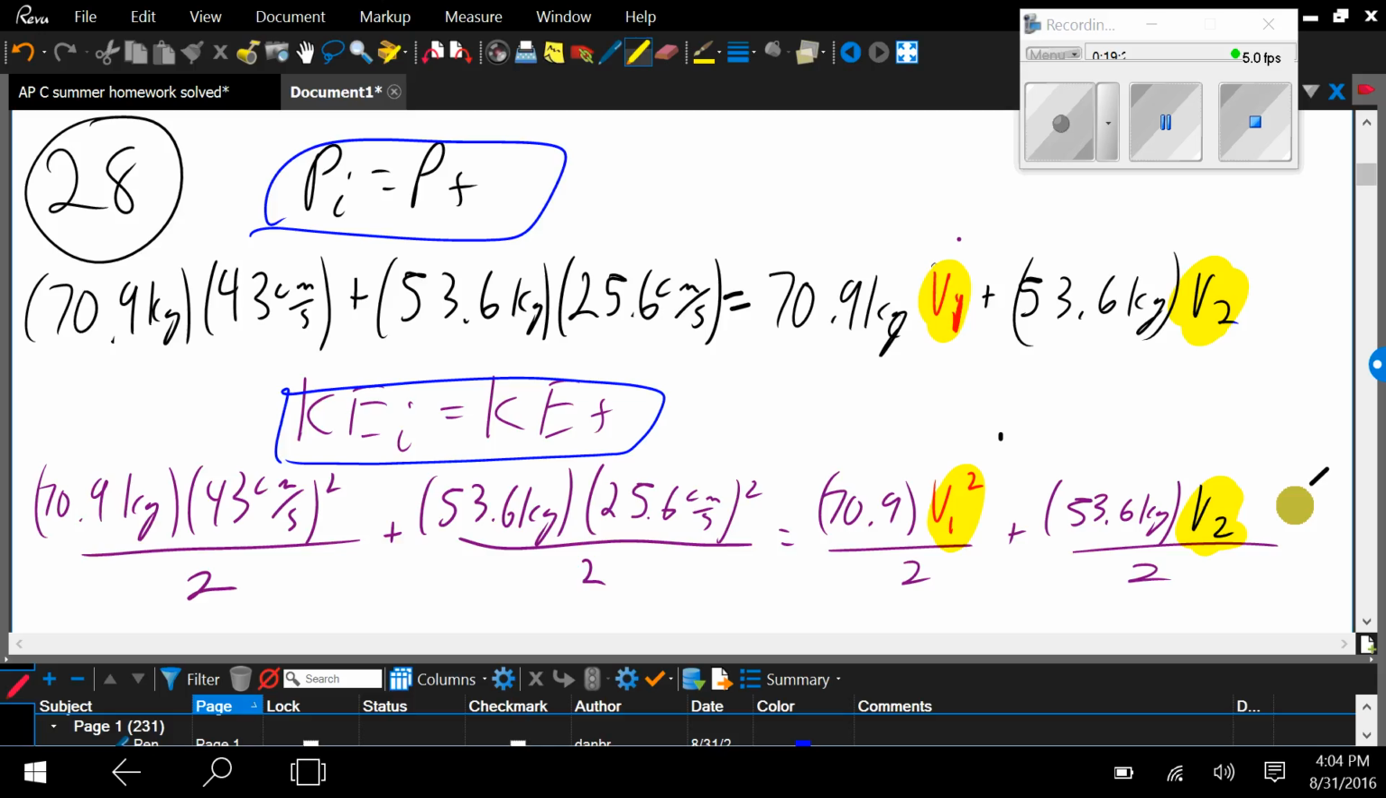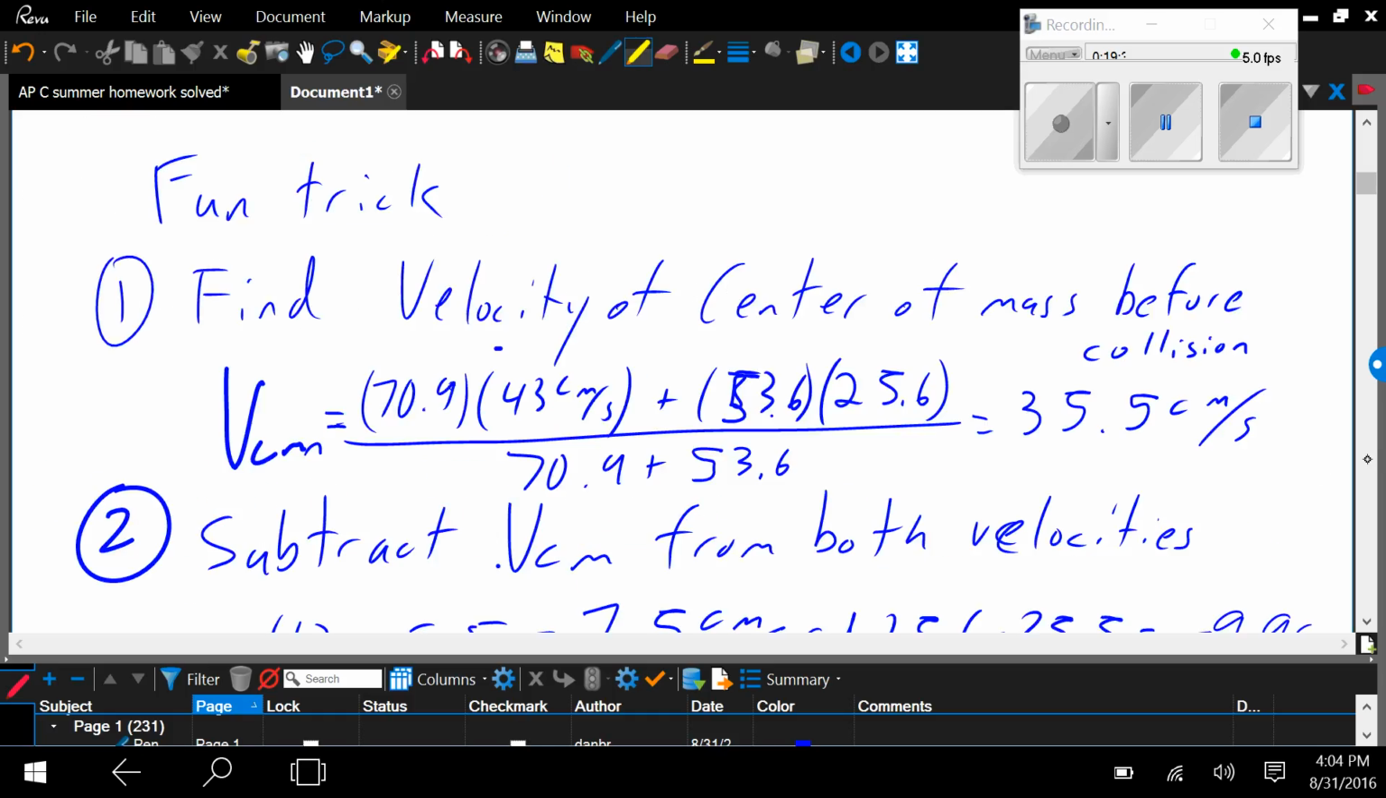And it's a nuisance. There's also a fun little trick, shifting reference frames, you can also do. And you can find the velocity at the center of mass, which is done by finding the velocity of each one, adding them together, and dividing by their combined mass. And it finds the velocity of the system of the two.